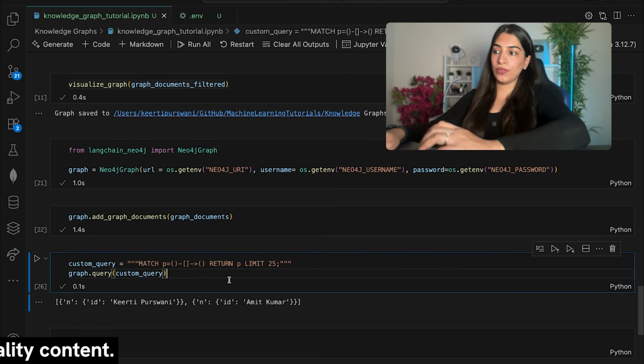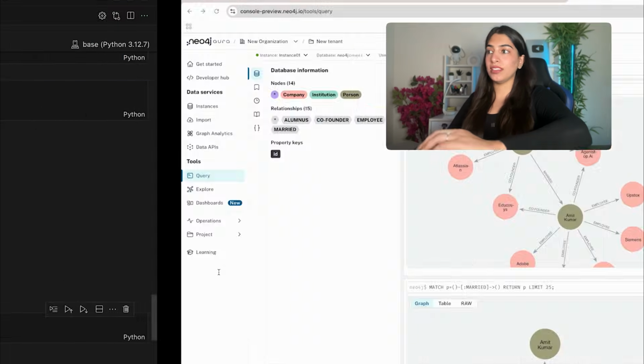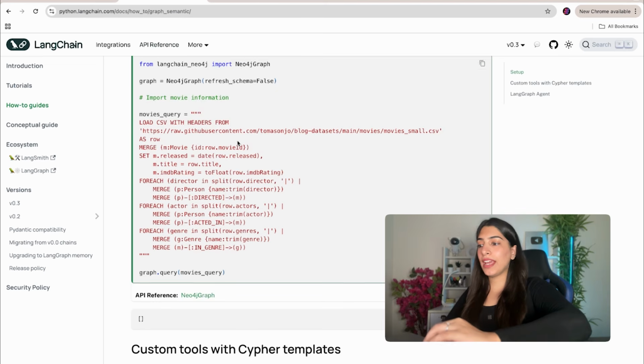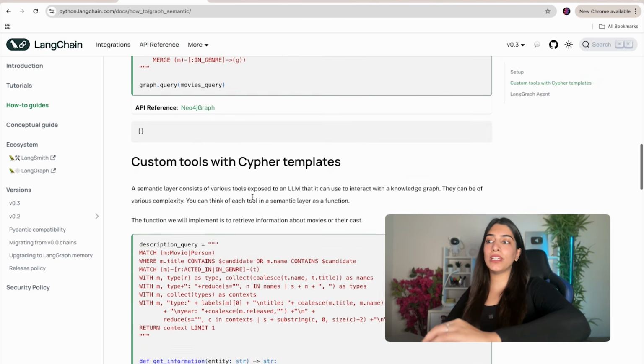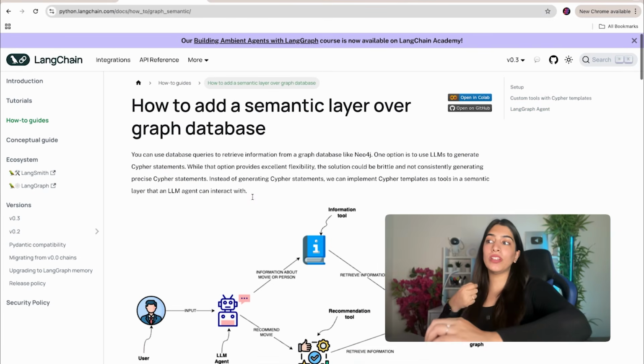So if I want to see the entire thing, you'll be able to see Keerti, employee, founder, married, right? You'll be able to see everything. So this is how you can run the queries. Other than that, in this documentation, they have given how to create custom tools. See, this will be very useful when we talk about GraphRAGs.